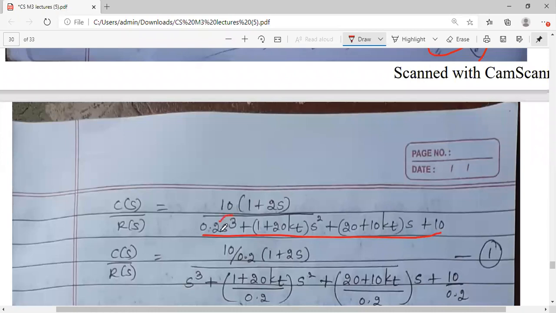Further, you can see in the denominator polynomial the s cube coefficient is 0.2. I don't want this. I want 1 as the coefficient. For that, take 0.2 outside common. So if you take 0.2 common, you will be left with s cube plus this 1 plus 20 Kp as it is. Here there is no 0.2, so divided by 0.2, because we have taken 0.2 common. Further, if you take 0.2 inside, both cancel and you will get this back.